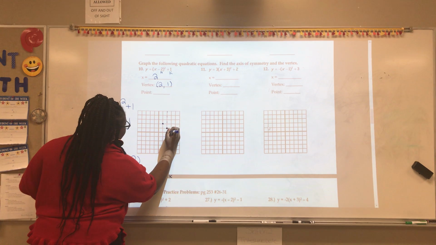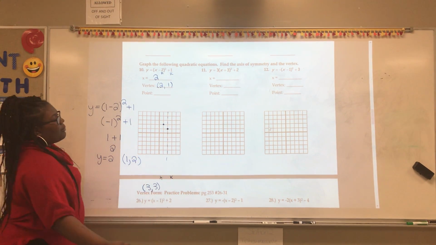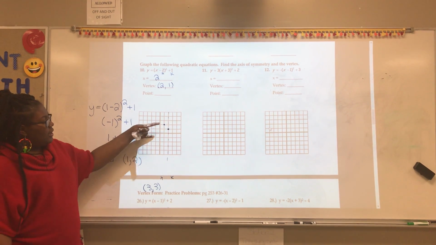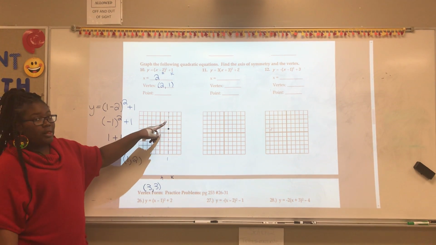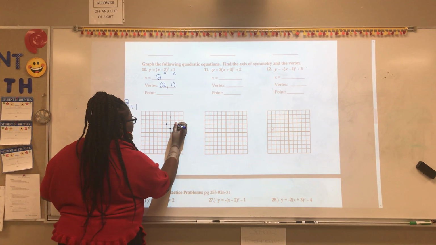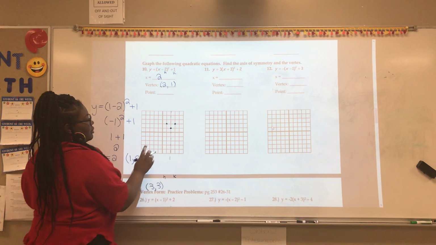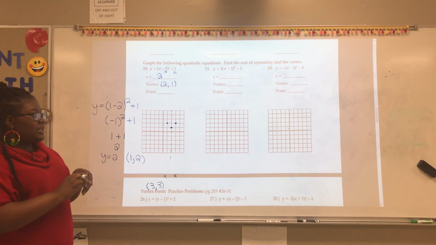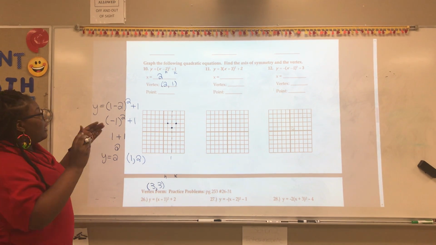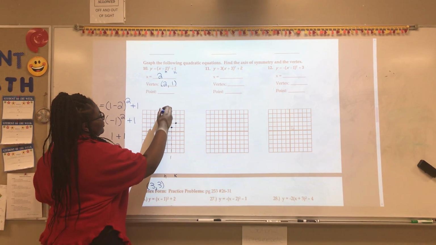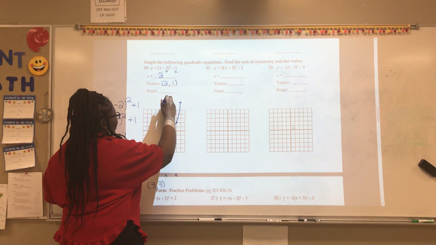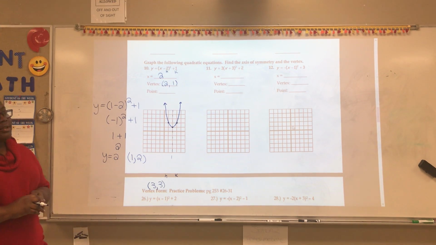Remembering that my axis of symmetry is going right down the line for my vertex. If one point to the left of my vertex is at 2, then one point to the right of my vertex must also be at 2. So I'm going to put that point there as well. Because remember that our quadratics, our parabolas, must be symmetric based off the axis of symmetry. So I'm going to connect those, and there you have it, one perfect parabola from the vertex form.